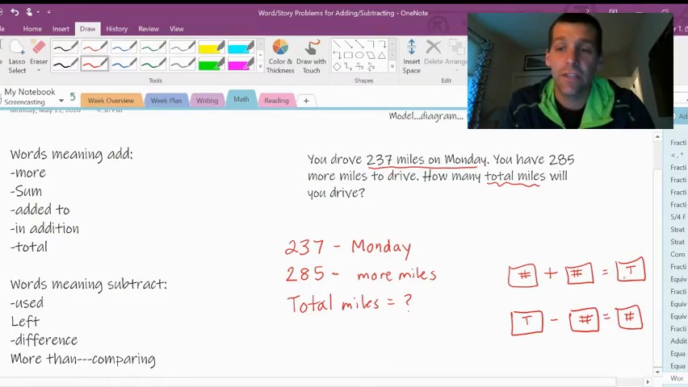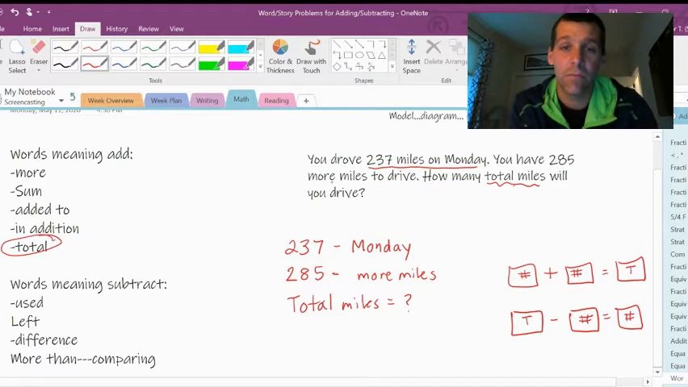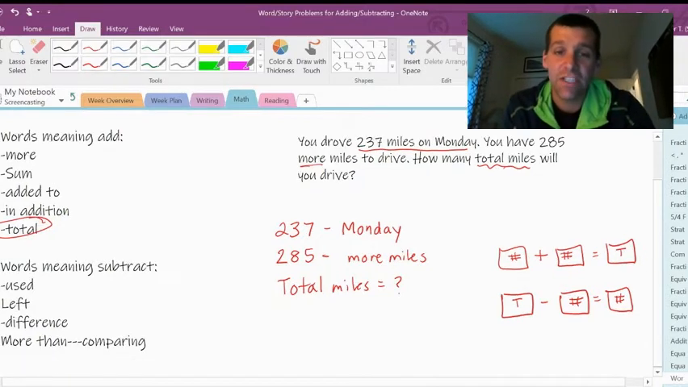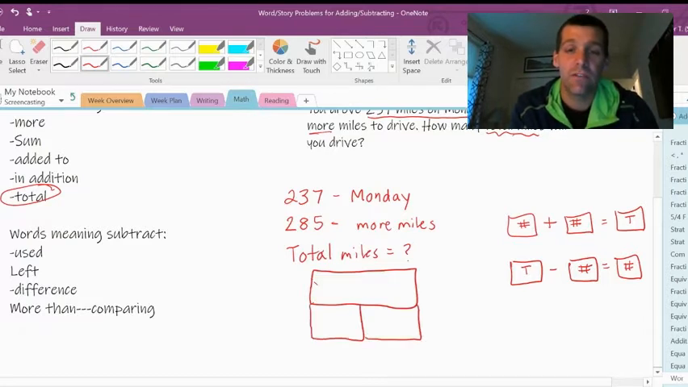So here, I already know that this total is probably going to hint at the idea of adding. I also see this word more, and that usually is going to be a hint to tell me to add. So if I make this into a diagram, I have my total. It's going to look like this here. My total is made up of two different numbers. They look like they're about the same size, roughly. So one is 237, and the other one is 285. And then up here, we have this question mark, okay?